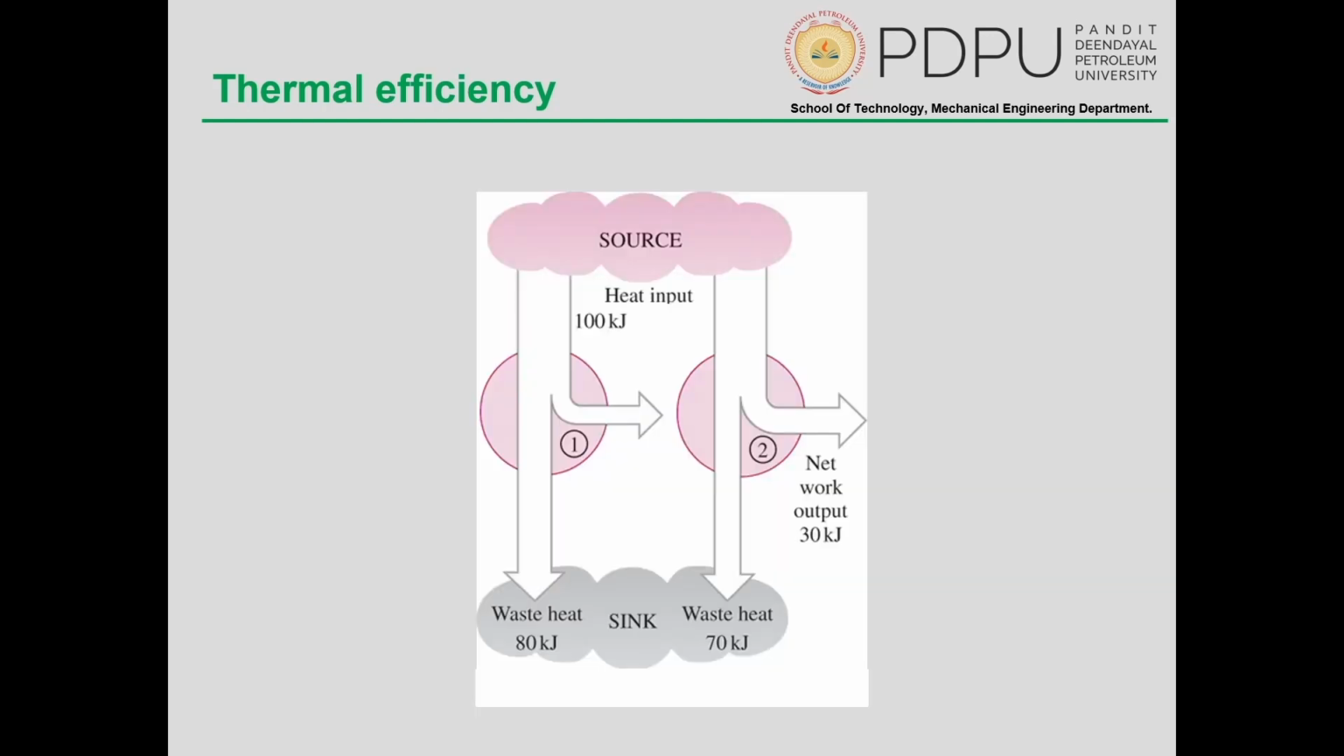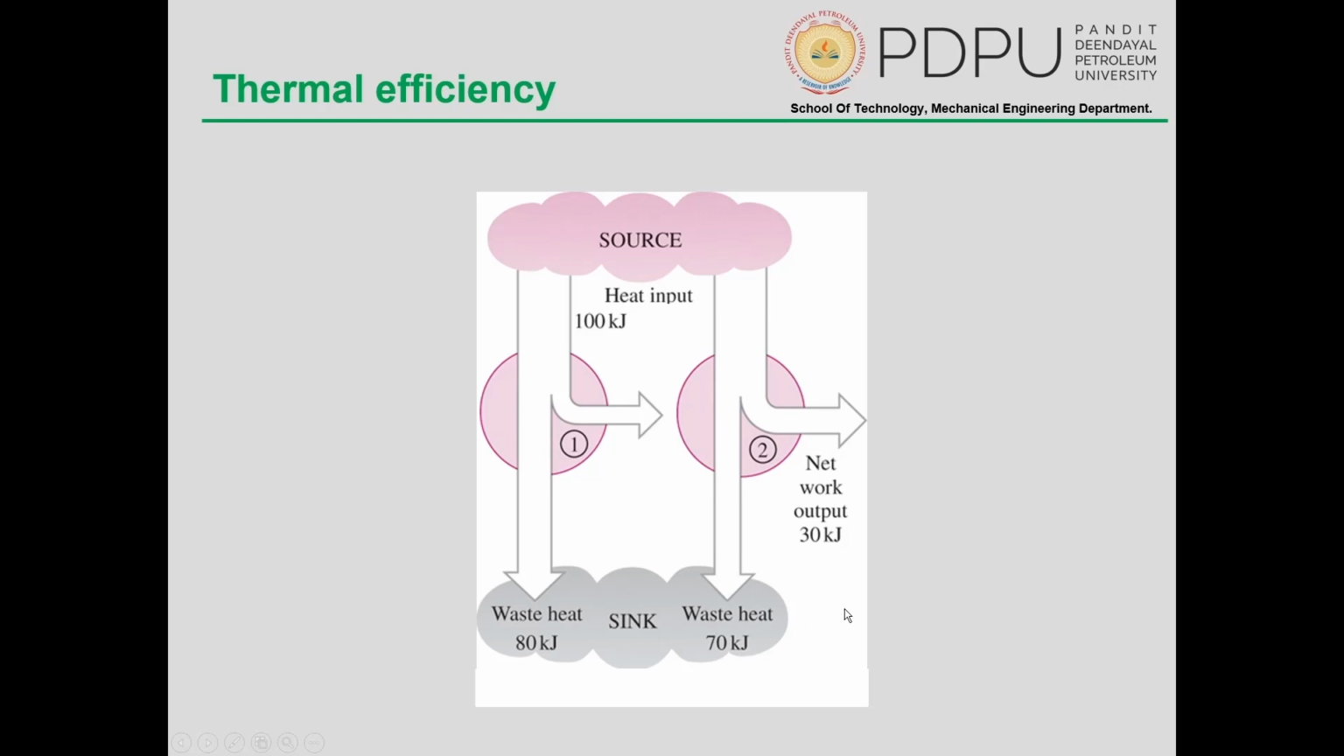So let's take another example, and here let me reiterate the question. We have a source, and from that source we have two engines, engine 1 and engine 2, and you are supposed to tell me which is the more efficient engine out of these two. For the first engine, QH is given as 100 kilojoules and Q rejected is given as 80 kilojoules, whereas for the second one work net is given as 30 kilojoules and waste heat is given as 70 kilojoules.